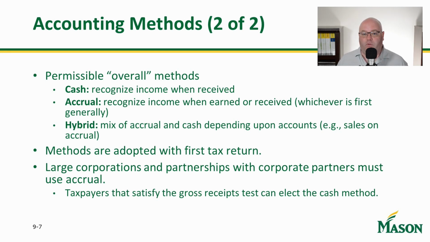So methods are adopted with the first return. Large corporations must use accrual, and that's what we kind of talked about. Large corporations and partnerships have to use accrual, and that's going to be on a gross income test. I remember I had a client that was right around that level every single year, and we would have to play with it to see, did they have to go from cash to accrual because of this? And if that happens, you've got to do a 3115. You've got to calculate a Code Section 481(a) adjustment. And it could go negative for the client, could go positive for the client. It's not a fun deal, but when you have to do that, you've got to do it and move on.